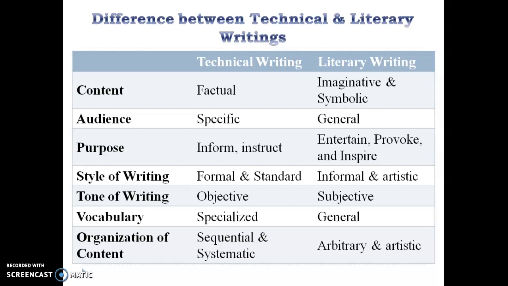A technical writing contains factual information, whereas a literary writing is bit imaginative and symbolic in content and information. The audience in technical writing is specific. It's meant for a specific audience, and a literary writing can be for anyone. It can be for you and for me, so a general audience is what is desired for a literary writing. The purpose of technical writing is to inform and instruct.